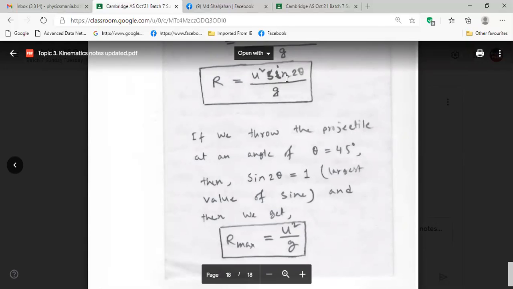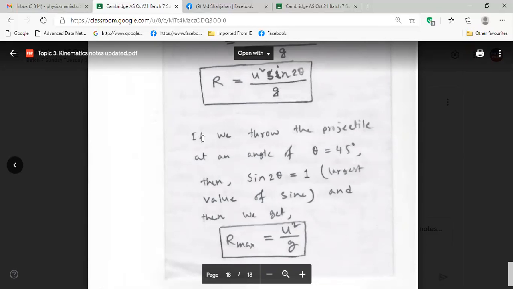If you want to get sine 2 theta equals 1, that time your theta should be 45 degree, right? Because sine 90 degree is 1. So if it is sine 2 theta, sine 90 degree, that means 2 theta is 90 degree, and theta is 45 degree. Is it clear?